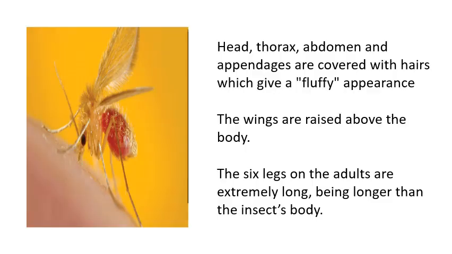Again, the head, the thorax, the abdomen, and even the legs are covered with hairs, giving the fly the fluffy appearance. The wings are always raised above the body. That's very obvious in the picture. And take a look at the legs. The 6 legs of the Phlebotomus fly are longer than their bodies.